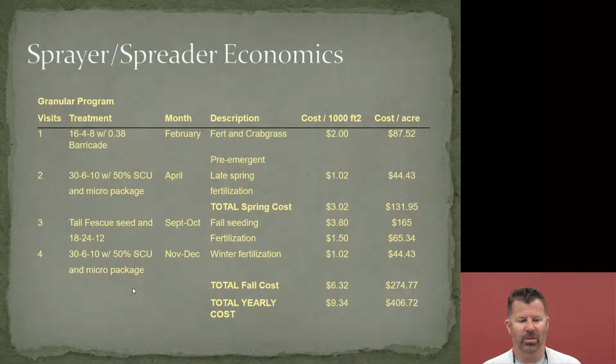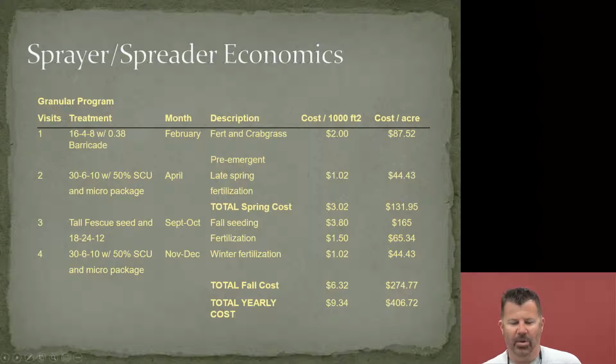16-4-8 barricade in February, then we're going to go back with a 30-60-10 in late spring, probably in April. And then we'll do our 18-24-12 in the fall, and then a 3-6-10 in November to December, and winter fertilize. We're coming up with our total cost for the year, cost per 1,000 square feet, and then the cost per acre for the year, guys.